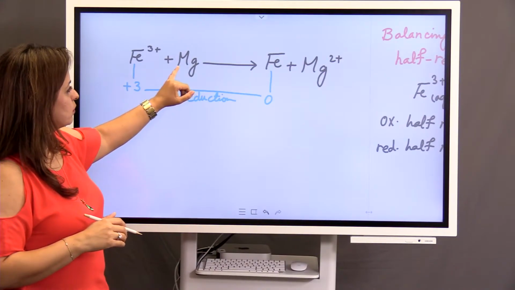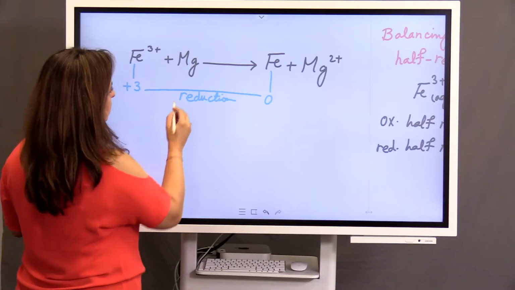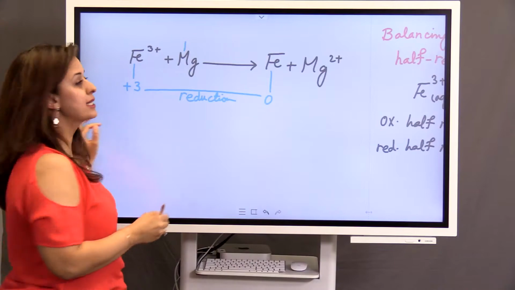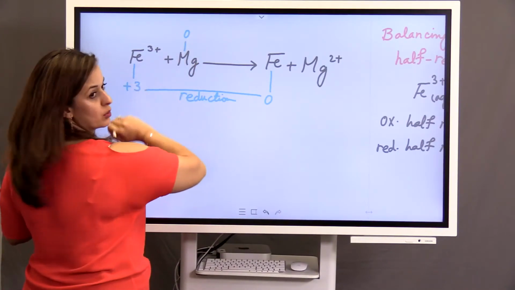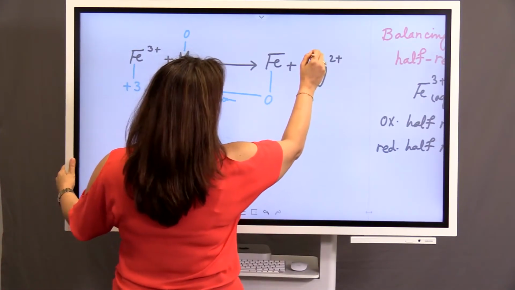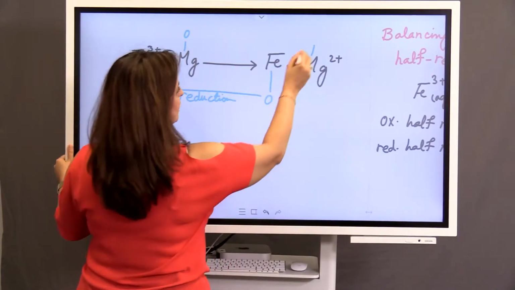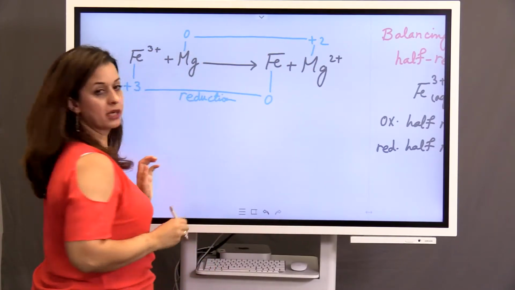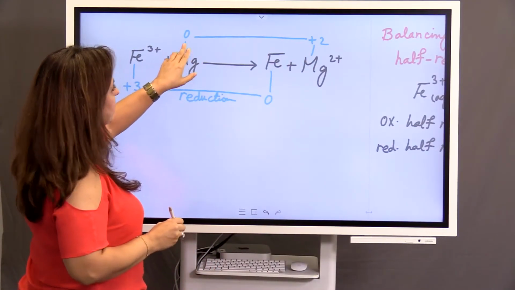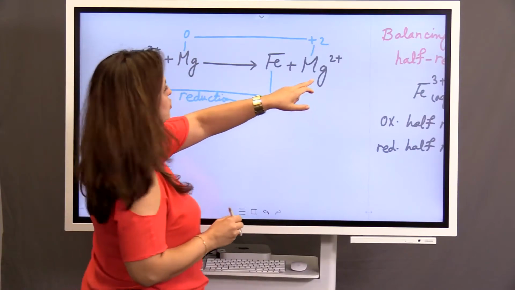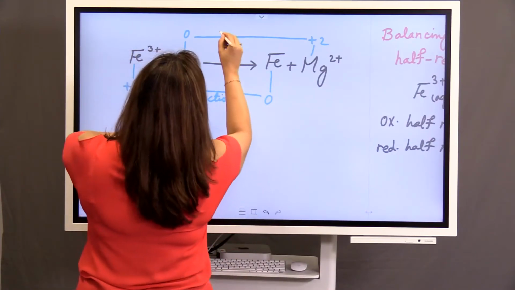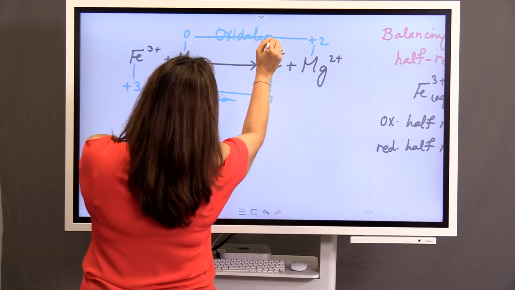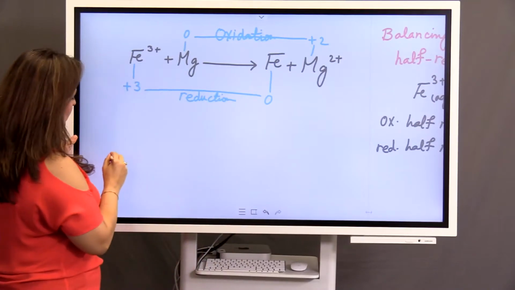So the same thing for magnesium. What is the oxidation number on a magnesium atom, the element? Rule number 1, 0. What is the oxidation number on a monoatomic ion? The same as its charge, right? So oxidation number increased means magnesium has lost 2 electrons to change to magnesium ion. So this is our oxidation part.